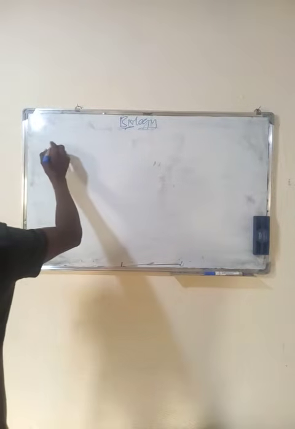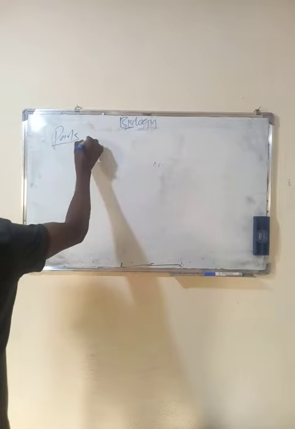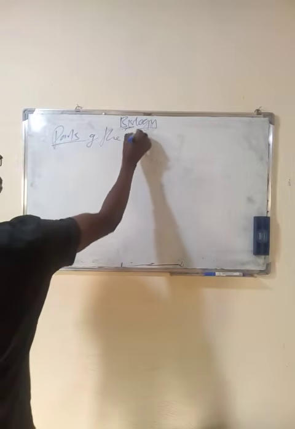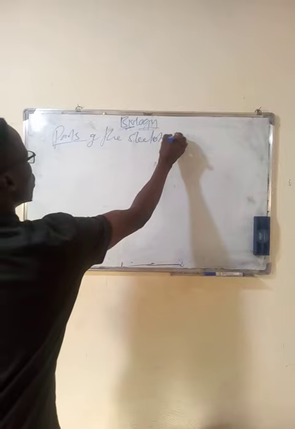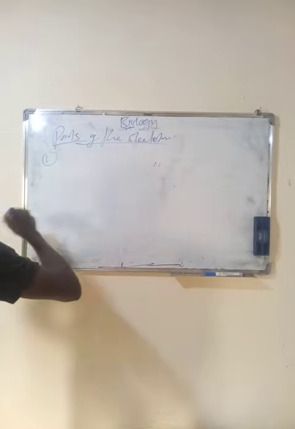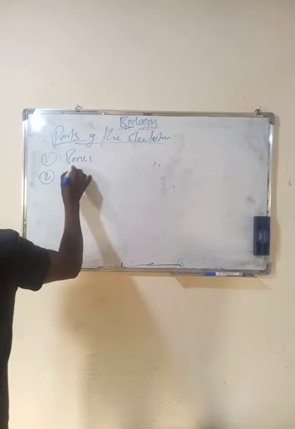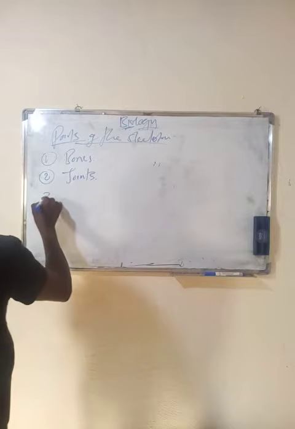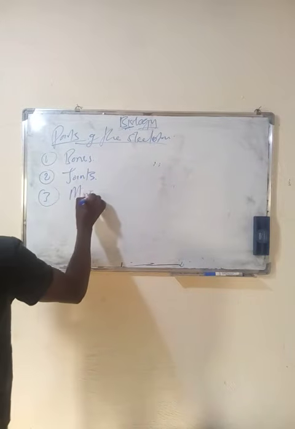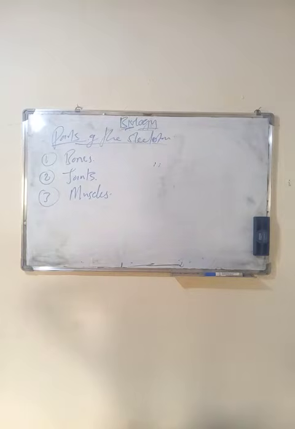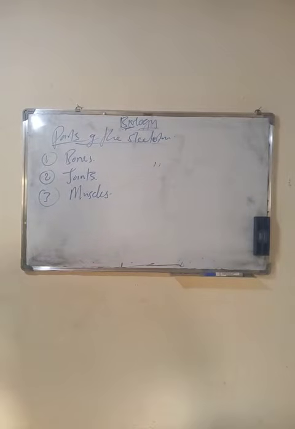When you talk about the skeleton, you're going to talk about, one, the bones, and then two, the joints, and three, the muscles. These are the three important parts that we're going to talk about as we discuss this topic of locomotion. These are the most important parts, especially the joints, very, very important.